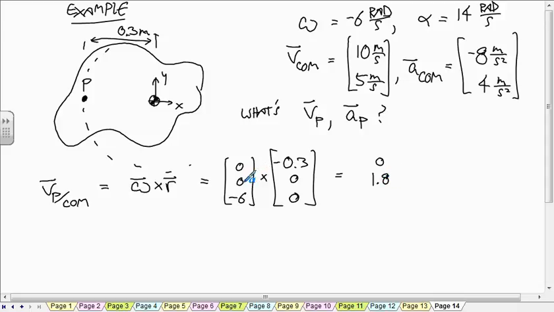So it's -6 times 0.3, and then negative because it's y. So it should be positive, I think. Yeah, so physically, this is rotating clockwise, and so the velocity needs to be straight up.